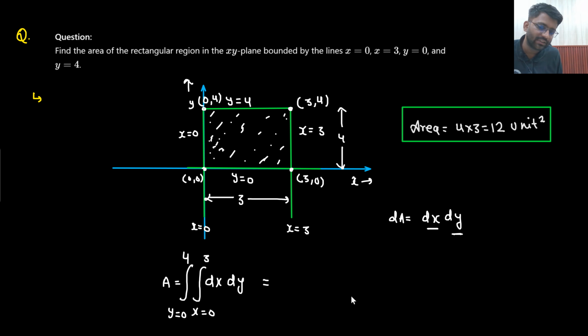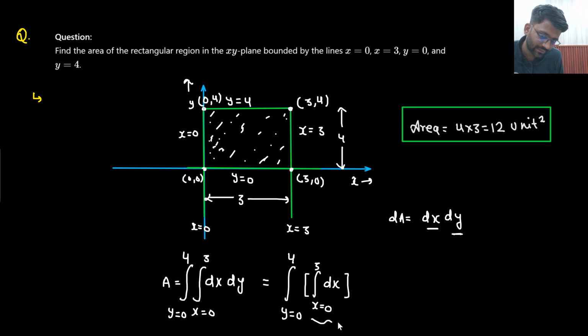Now, how will you solve this double integration? Sir, I will keep y aside and solve about y later on. First, I will solve the integration of x, x going from 0 to 3, dx. You can take it separately. First of all, I will solve this. After that I will think of y.